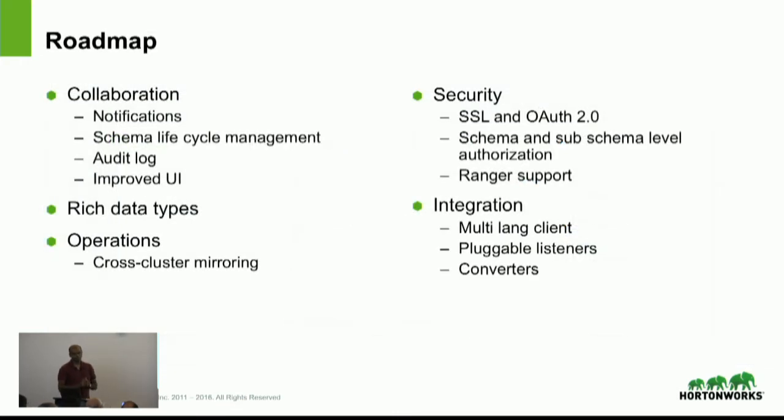So, roadmap, collaboration. We want to add a rich type of collaboration to this flow. For example, right now, when you define a schema, it's immediately available to everyone to consume. But more often than not, you want to go through some kind of approval process. That is, you want to publish a schema in a test mode, do some testing, get a peer review, and then make that a production available schema.